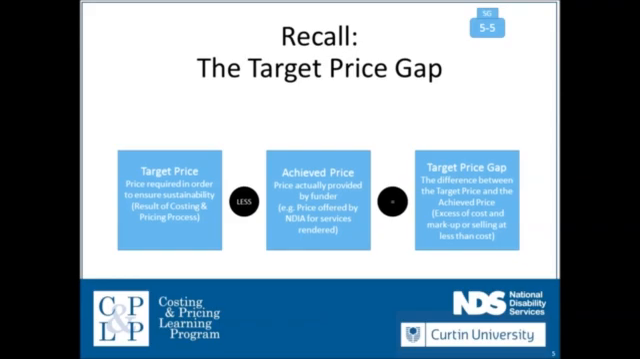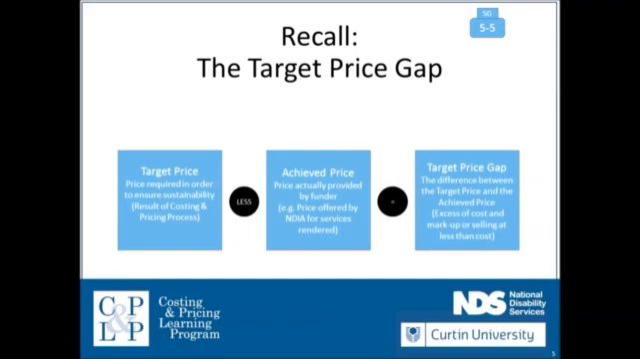On the other hand, the achieved price, the price actually provided by the funder, is the amount actually offered by any funder. So in this example, we've said the price offered by NDIA for services rendered. In other words, the target price is the internal calculated desired price. The achieved price is what's actually being paid to you, and of course the gap is the difference between these two. The target price gap constitutes that territory, if you like, over which you can strategize in terms of financial sustainability. It's that gap that's got to be closed to ensure ongoing short, medium and long-term sustainability for your organisation.